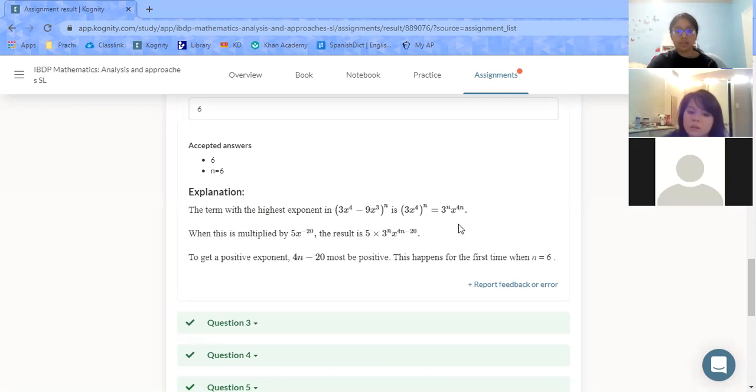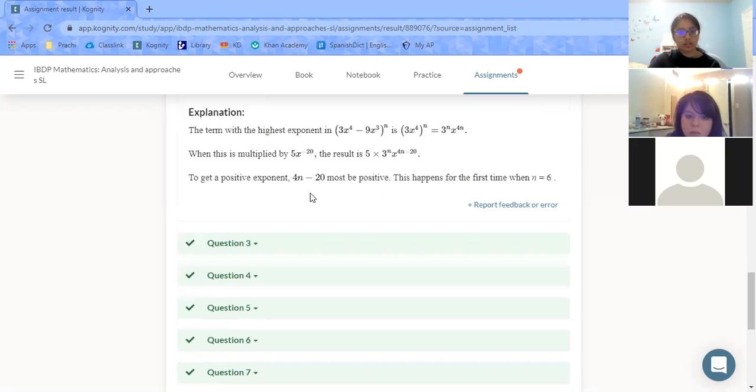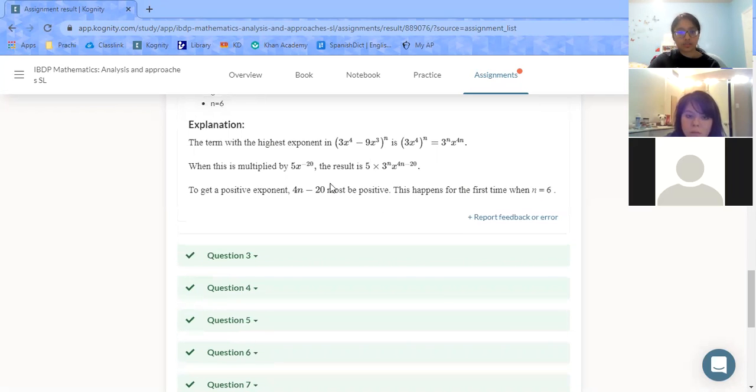Right, so you would just take the bigger one and then you distribute the n, so you get 3 to the power of n and x to the power of 4n. And then you multiply it by 5x to the power of negative 20. And then you get 5 times 3 to the power of n times x to the power of 4n minus 20. And we're trying to get 4n minus 20 to be a positive number.